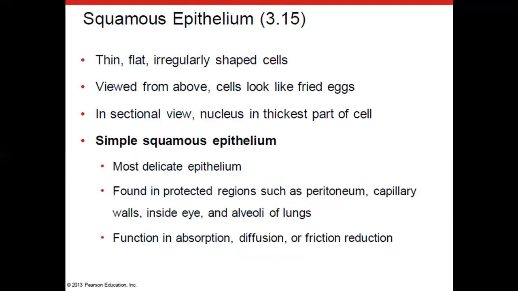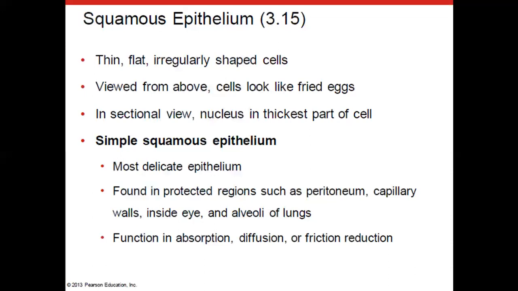Now remember from a couple slides back, what's the difference between a simple layer of epithelium and a stratified layer of epithelium? A simple layer is just one cell thick. So a single layer of squamous cells is considered simple squamous epithelium. Squamous cells are thin, flat, and irregularly shaped. To me, they kind of look like deflated footballs. If you view them from above, the cells look like a fried egg. Or if you look at them in a cross-sectional view, that's where I think they look like the deflated football.